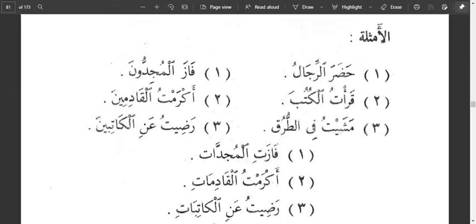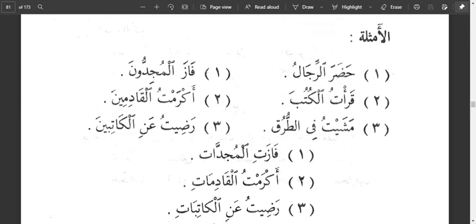So we have three parts in the examples, because we have three types of plurals. Each part contains three examples. The first one is for Jamu Taksir, the broken plurals that change the form of the singular words completely.